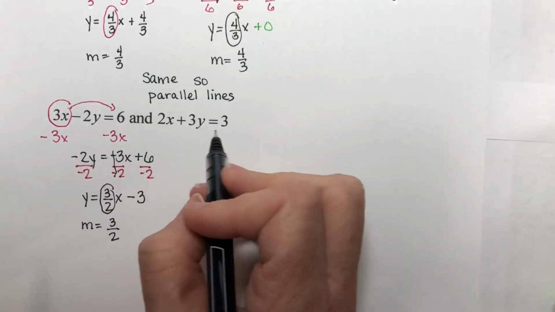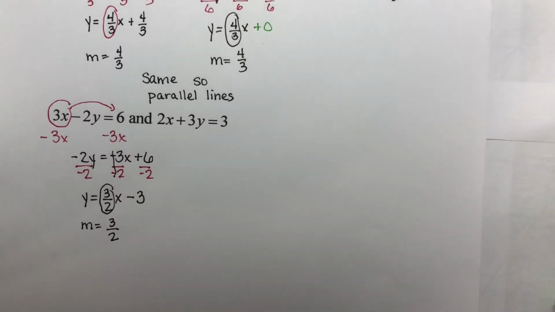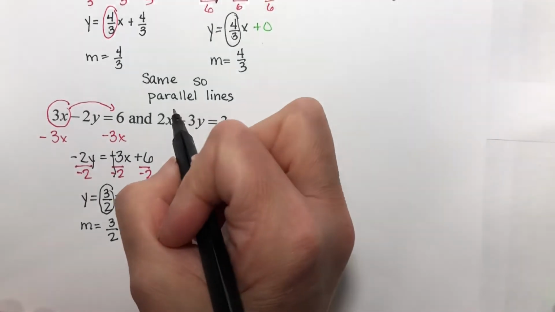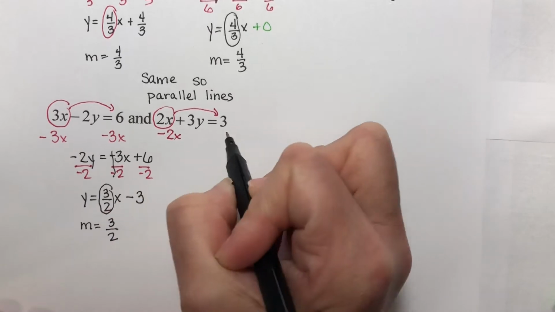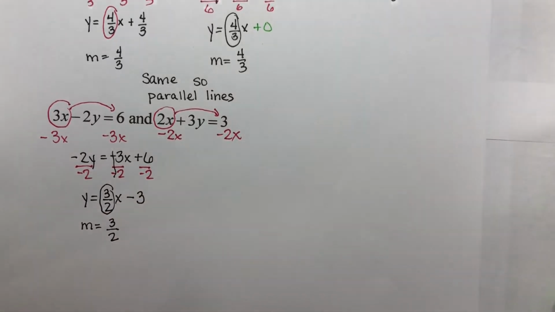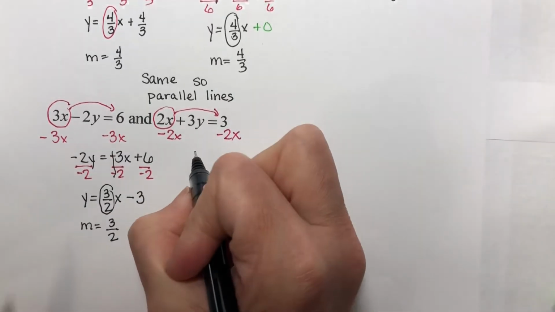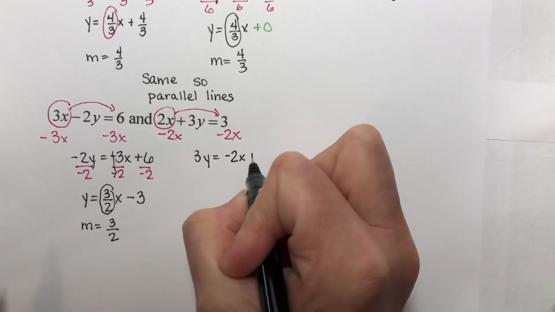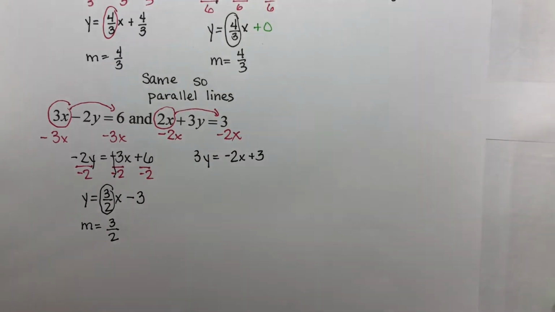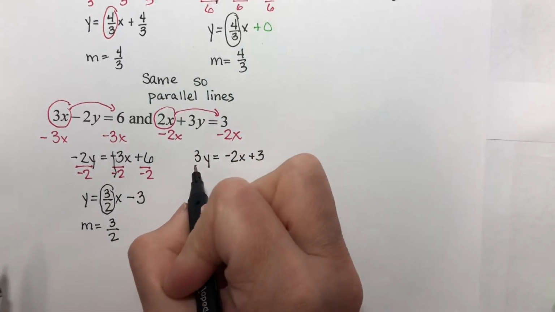Okay. So let's do the same thing here. I want the y by itself, so I need to move this over to here. I'm going to subtract 2x from both sides. That gives me 3y is equal to negative 2x plus 3. Now let's divide everything by a 3.